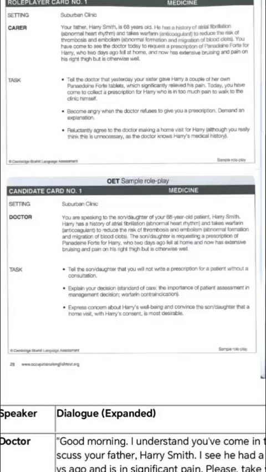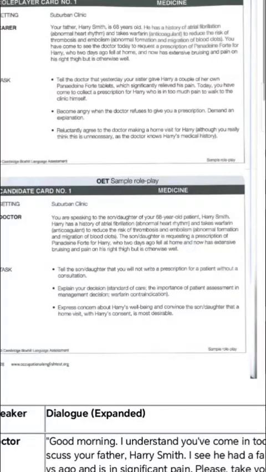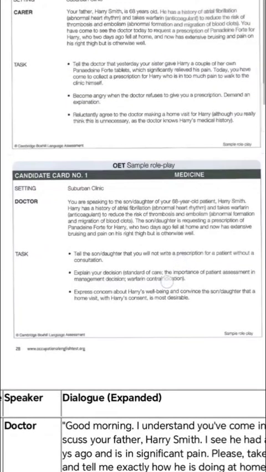The second task is to become angry when the doctor refuses to give you a prescription, and demand an explanation. The third task is to reluctantly agree to the doctor making a home visit for Harry, although you really think this is unnecessary as the doctor knows Harry's medical history. This is the role player card, okay?